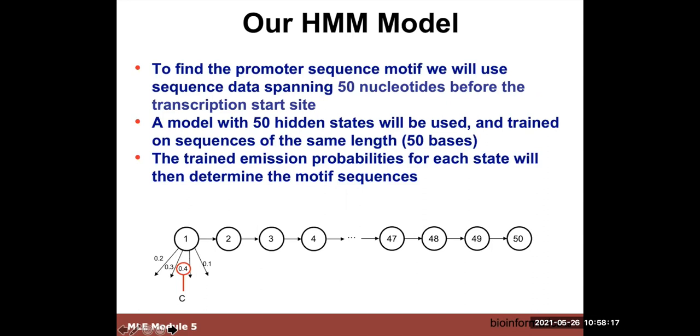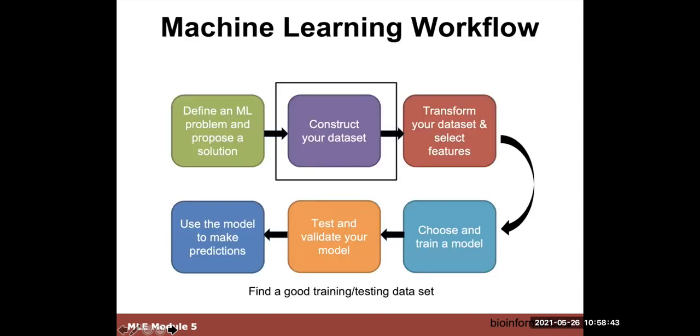So what we're going to do is take a set of about 50 bases. We're going to develop a hidden Markov model with a total of 50 hidden states, and we're going to train it on a set of sequences. We're going to determine the emission and transition probabilities from this set of unaligned sequences using the Baum-Welch algorithm. So that's our plan. We'll see if we can do that.